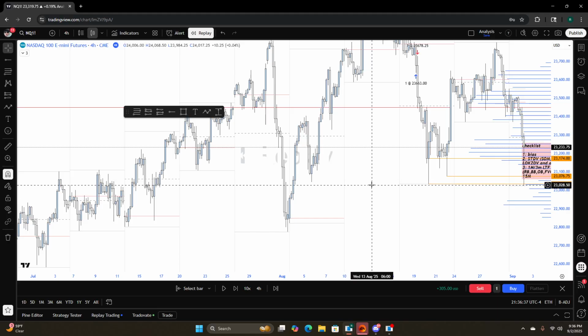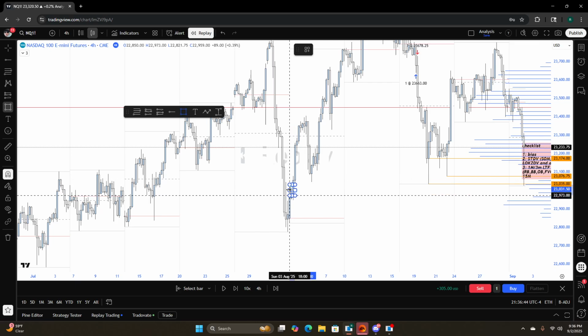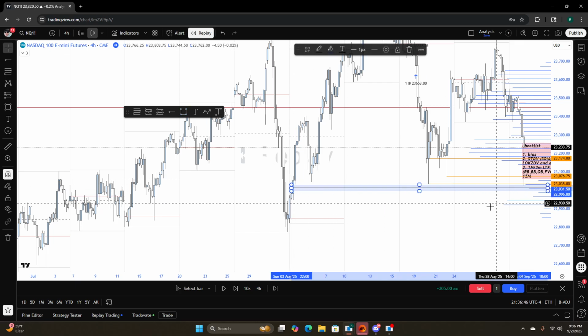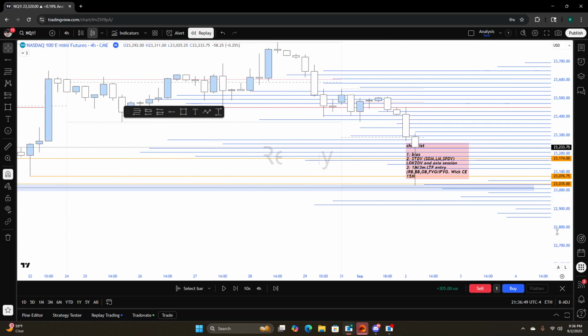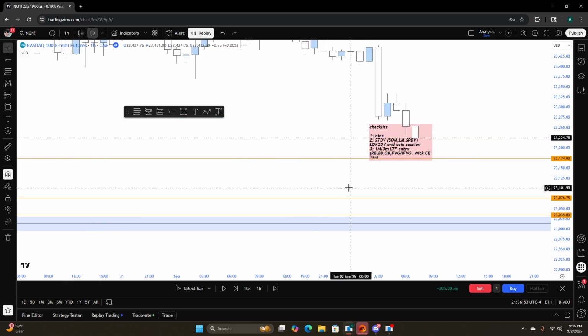yeah, we do tap this unmitigated FVG right here on the 4 hour. Good level. We actually ended up almost tapping the CE of that, but I didn't bottom tick this, so.